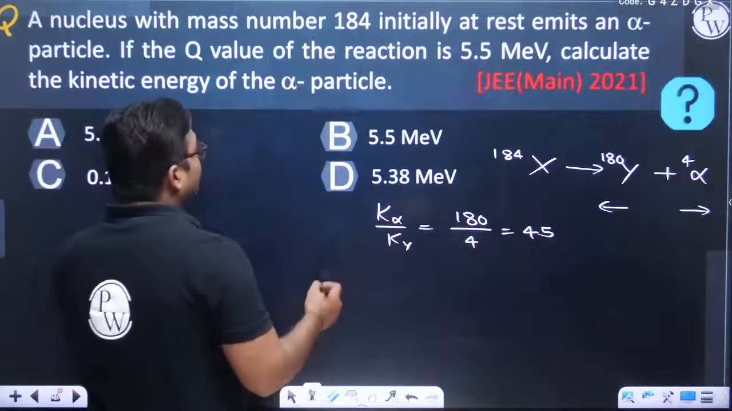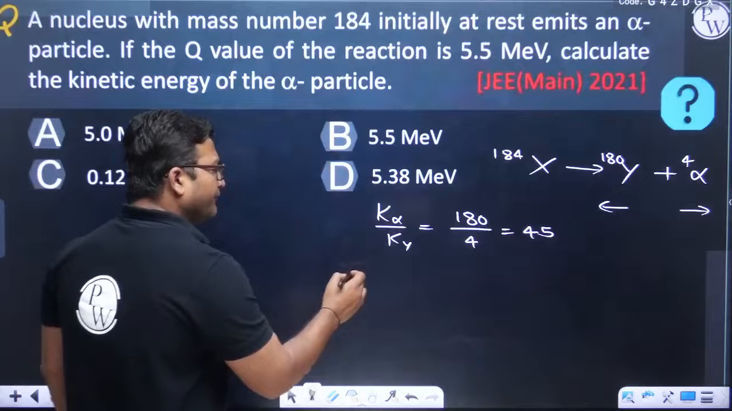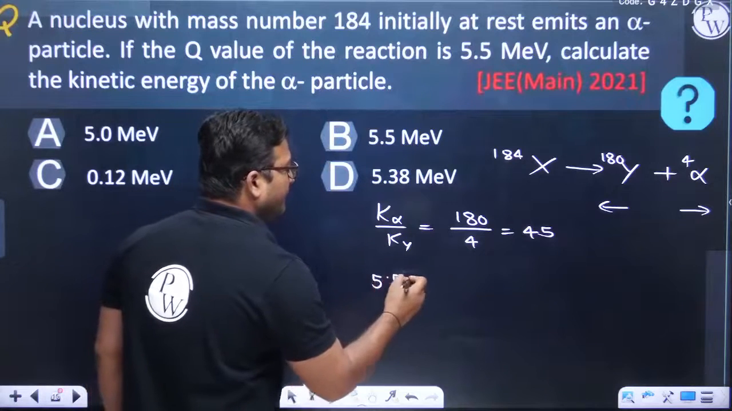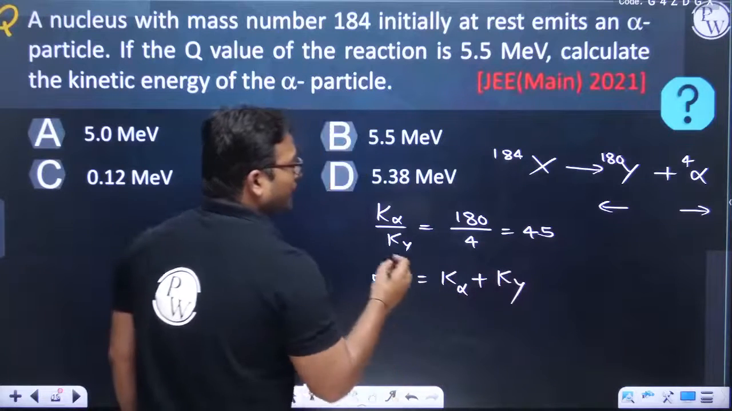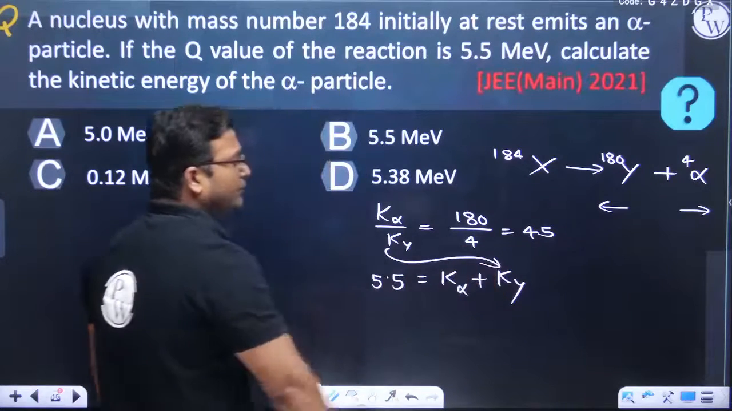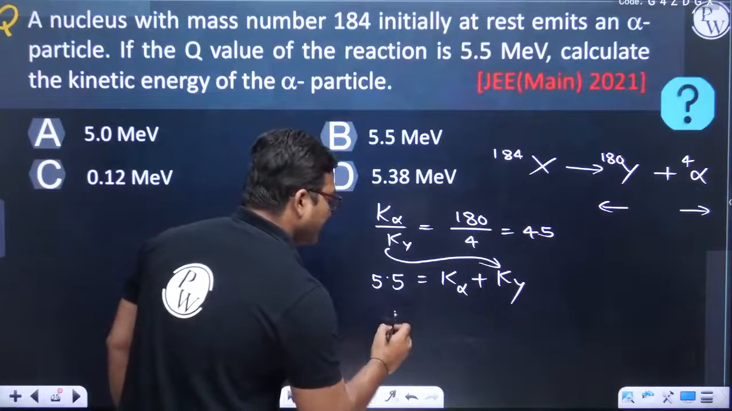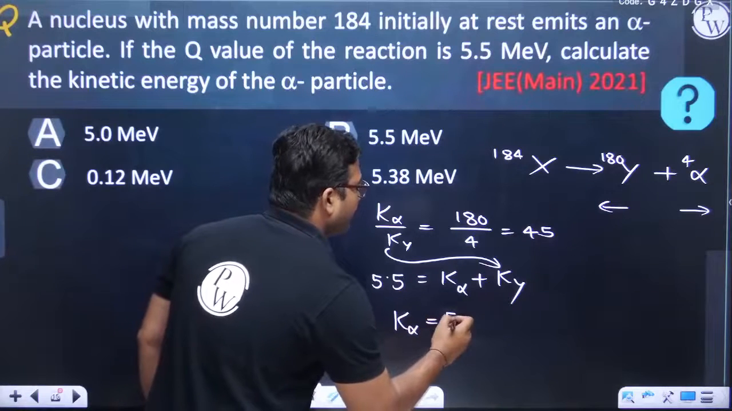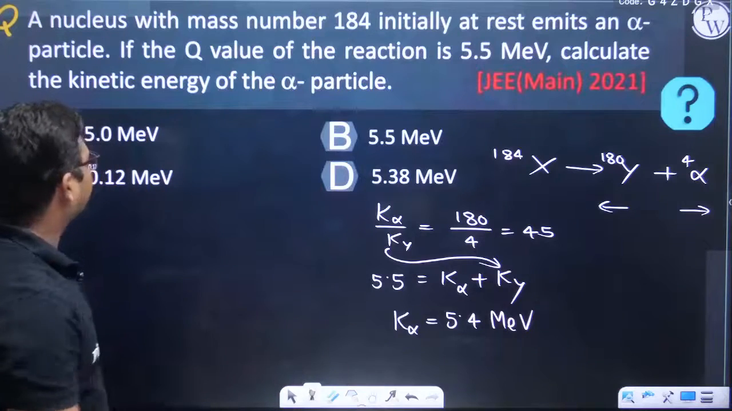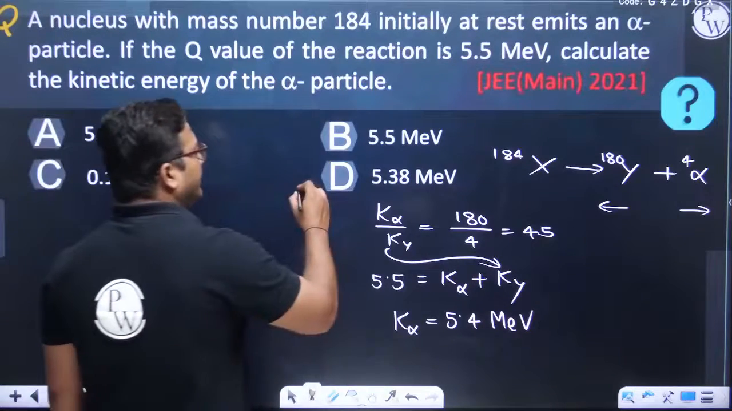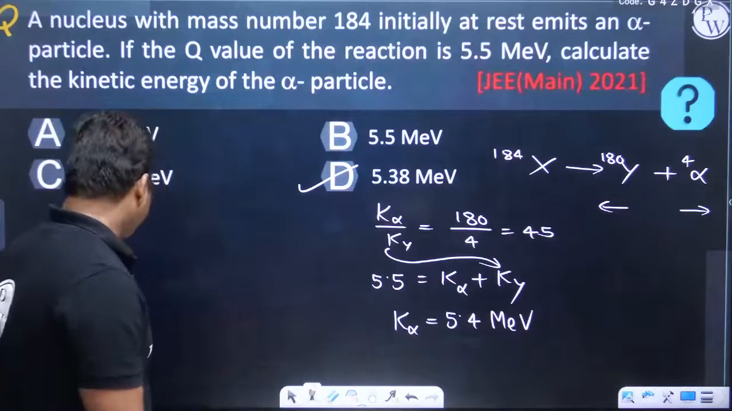Right? And also the Q value of the reaction is 5.5 MeV. This is already written. So we have Q value as 5.5 equals K alpha plus Ky. Find the Ky from here and put it here. You know the value of K alpha. And the K alpha will be around 5.4 million electron volt. So if you check all the answers, obviously D is the perfect choice. Okay. So that was this question.